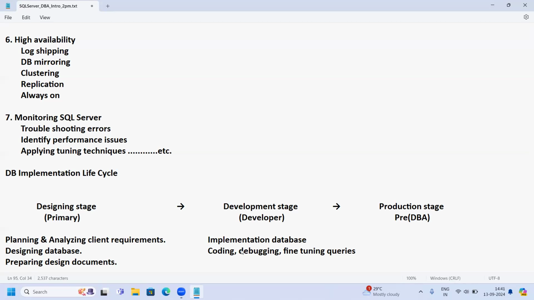Whether you know or not, I don't know, but still I'll give you some overview on this part. In the coming classes, we'll study in detail. Coding is about programming. Debugging is about rectifying issues, errors, whatever things come under it. Fine-tuning queries means the developer should write a query in such a way that the query runs fast and runs smoothly.